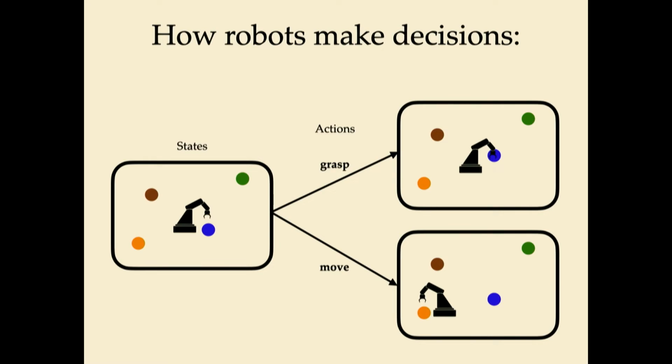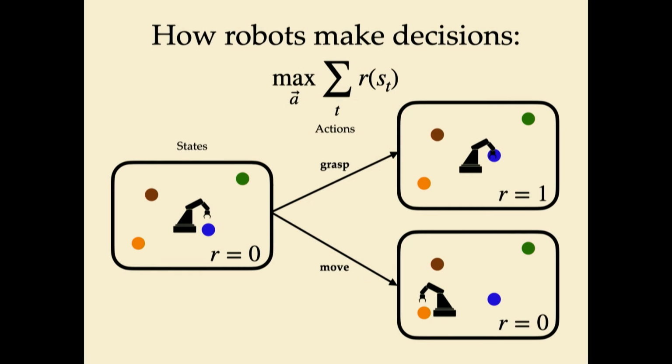If our goal is to pick up the blue ball in this case, we might say that this is a reward of 1, and then we have a reward of 0 everywhere else. This is summarized in this equation up here, where we want our robot to maximize over a sequence of actions the sum of rewards that we get from some state space. This formalism is called a Markov decision process. You see variants of it all over the place.